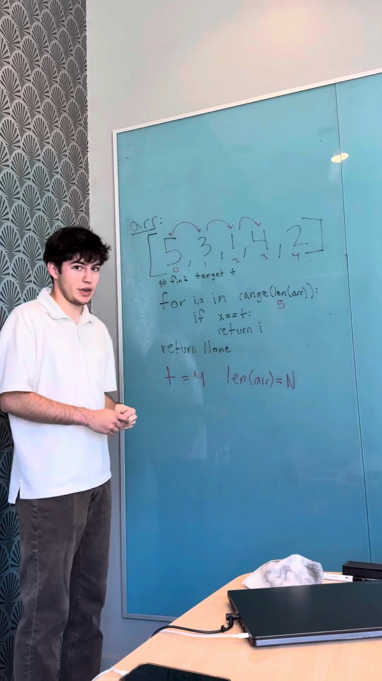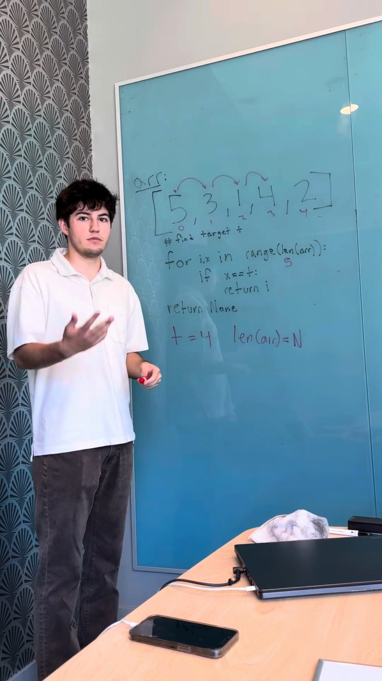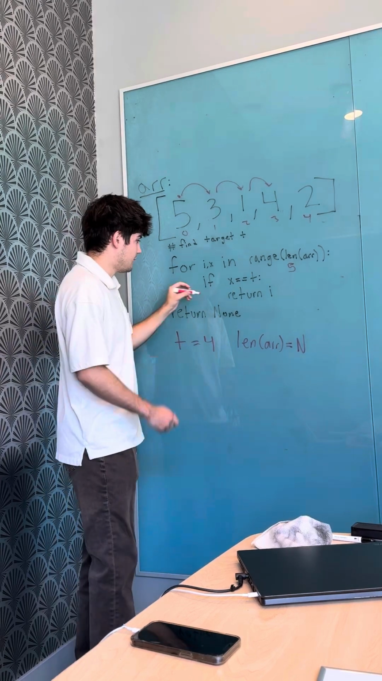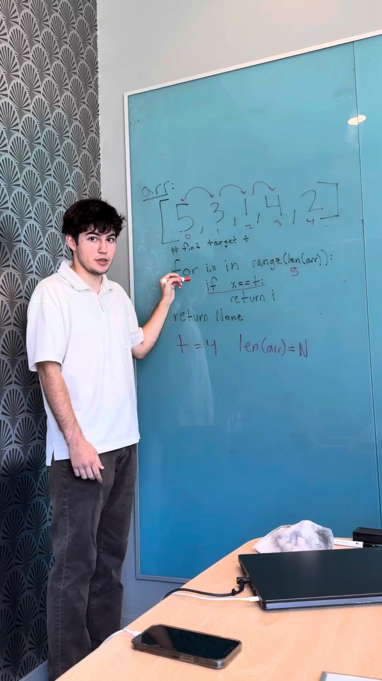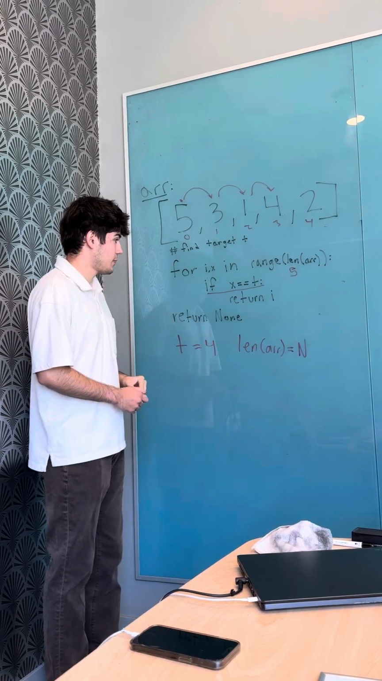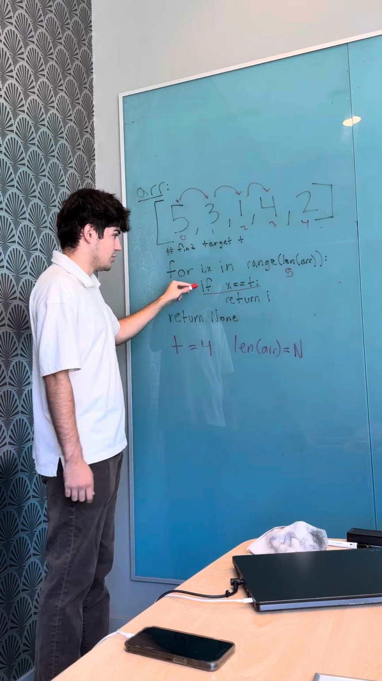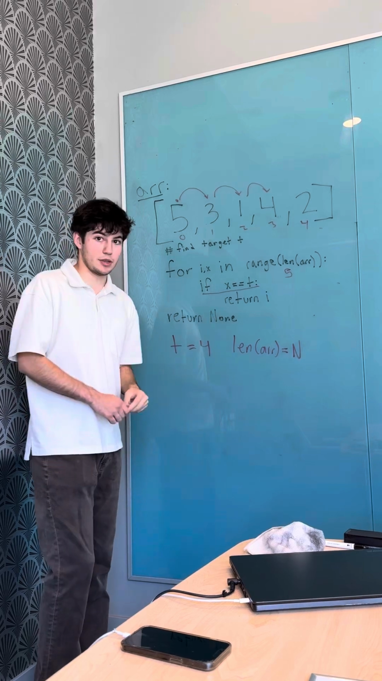Now we want to find our basic operation. What operation is being performed every time this loop runs? It's this right here: if x equals t. This is happening for each iteration in our loop. So this is our basic operation. Now that we've found our basic operation and we know that it runs one time for each time this loop runs, we can find the time complexity.